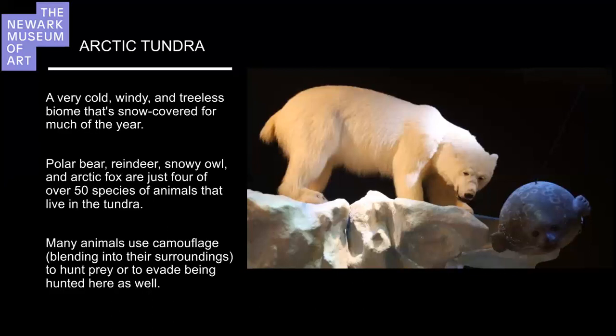Due to increases in global temperatures, melting permafrost is causing a rise in sea levels and erosion, causing damage to the environment and hardships for the animals who live there. Many animals use camouflage, which again is blending into their surroundings, to hunt prey or to evade being hunted here as well. Which animal that you see here do you think is using camouflage to hide in this scene?